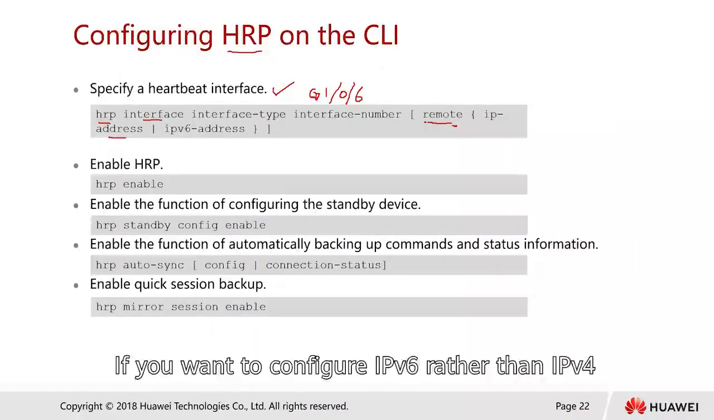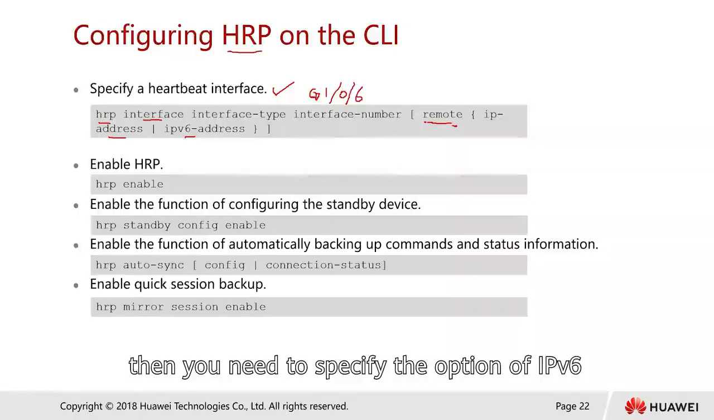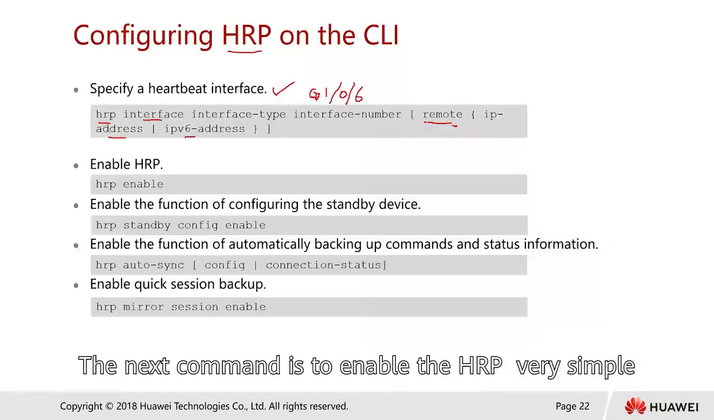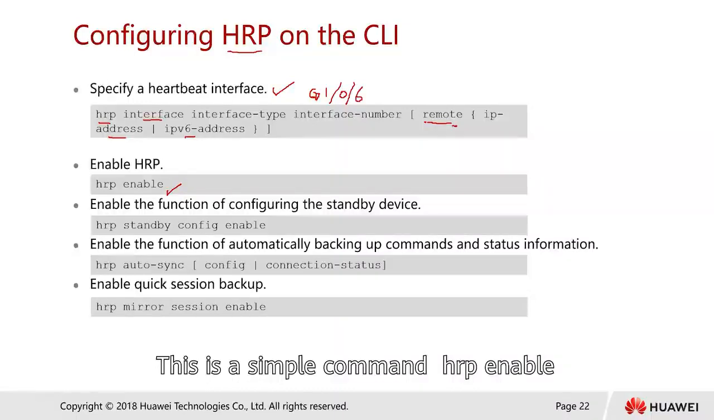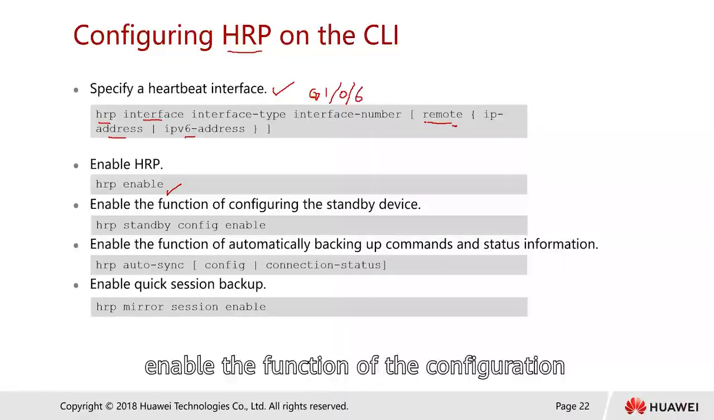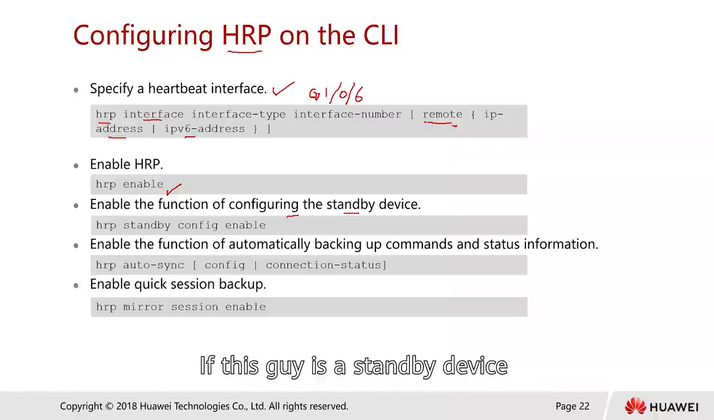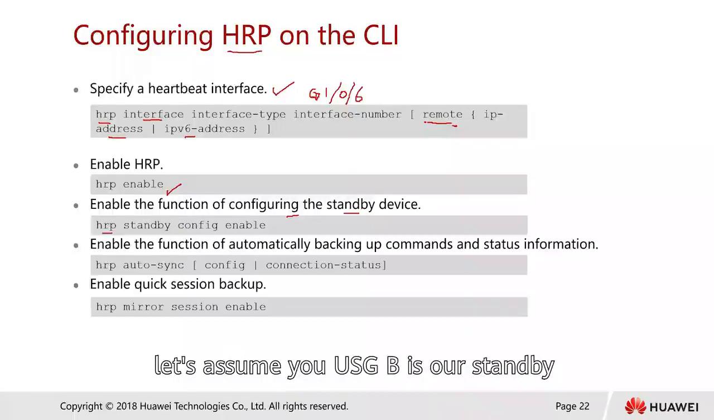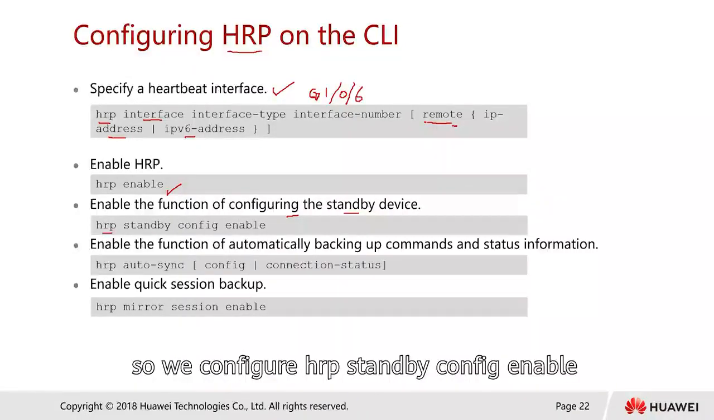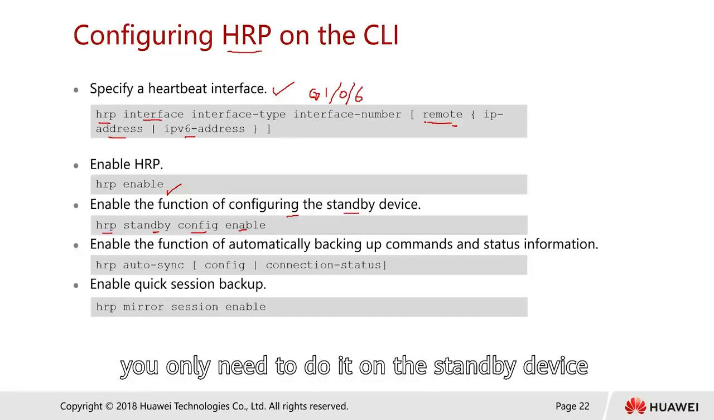All right. So if you prefer IPv6 over IPv4, then you need to specify the option of IPv6. Now the next command is to enable the HRP. Okay, very simple. It's just a simple command, hrp enable. And after that, enable the function of the configuration at the standby device. So if this guy is a standby device, then we're going to configure this. Okay, for example, in our case, let's assume USG B is our standby. So we configure hrp standby config enable. So you only do it at the standby device, not the master.